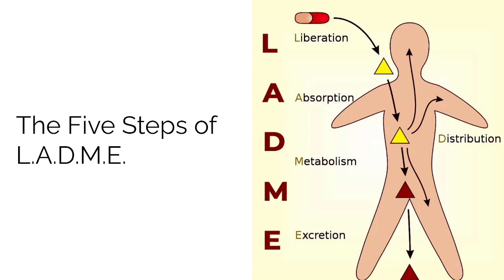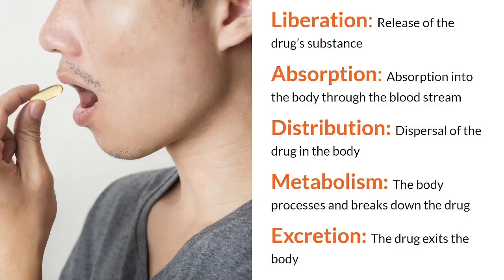For pharmacokinetics, we have the 5 steps of LADME, which is liberation, absorption, distribution, metabolism, and excretion. Liberation. This is the release of the drug substance. This is also the same as when you take a gel capsule and the outer layer breaks down, releasing the contents. Next is absorption. This is when the drug is absorbed into the body through the bloodstream.